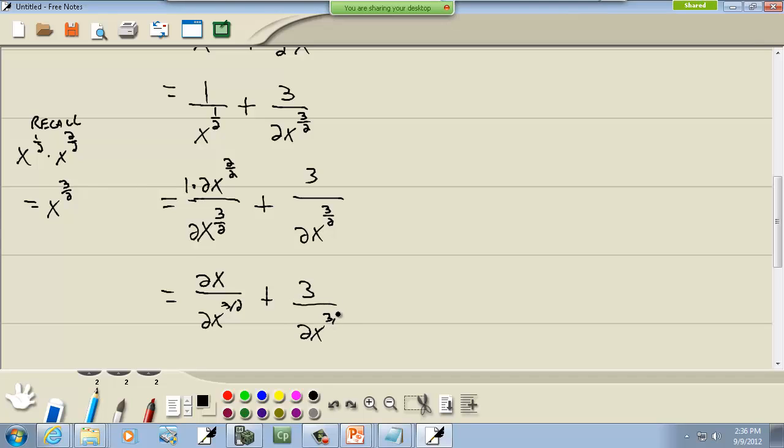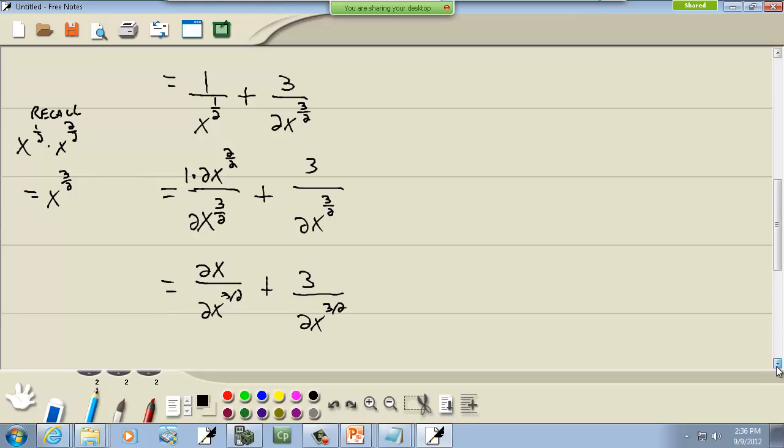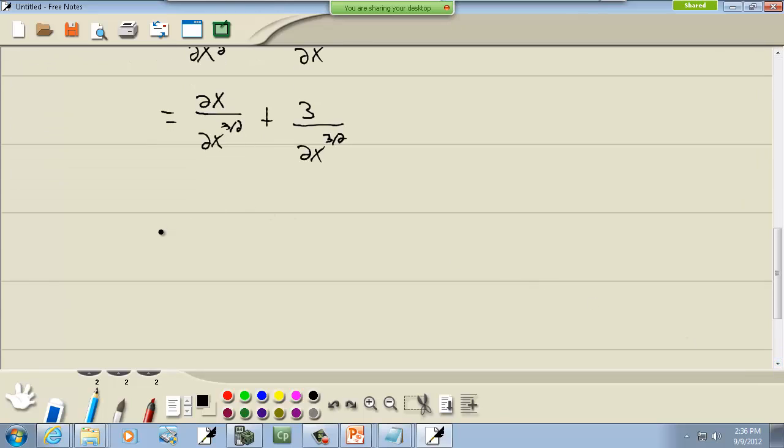Which should give us 2x up on top over 2x to the 3/2 plus 3 over 2x to the 3/2. Well, they both have the same denominator now. So I'm going to add together the top parts. So I got 2x plus 3. And that would be our answer.